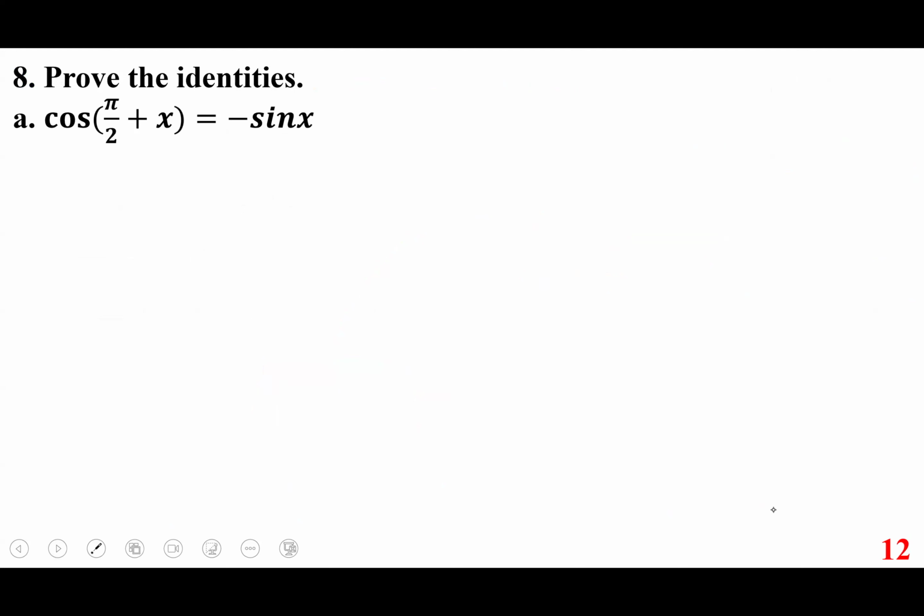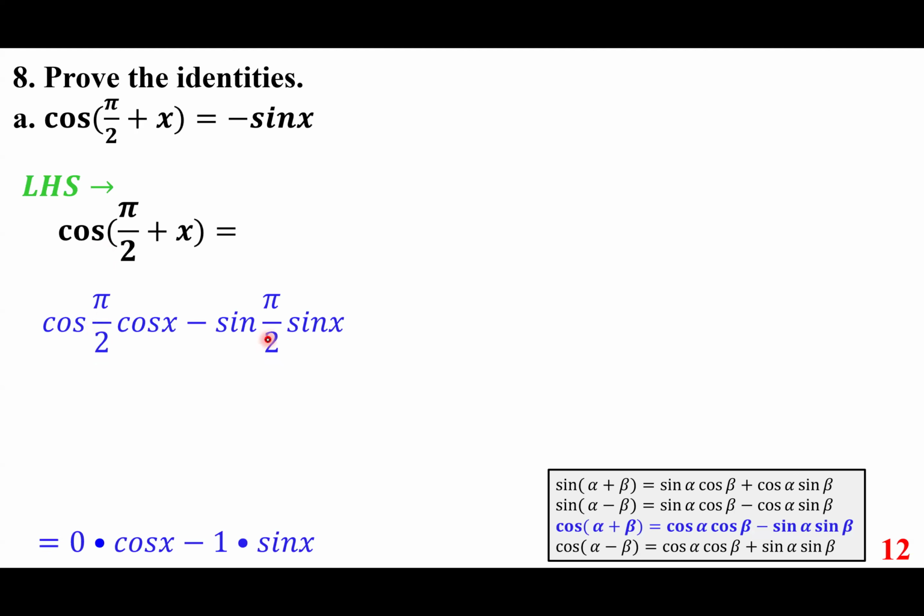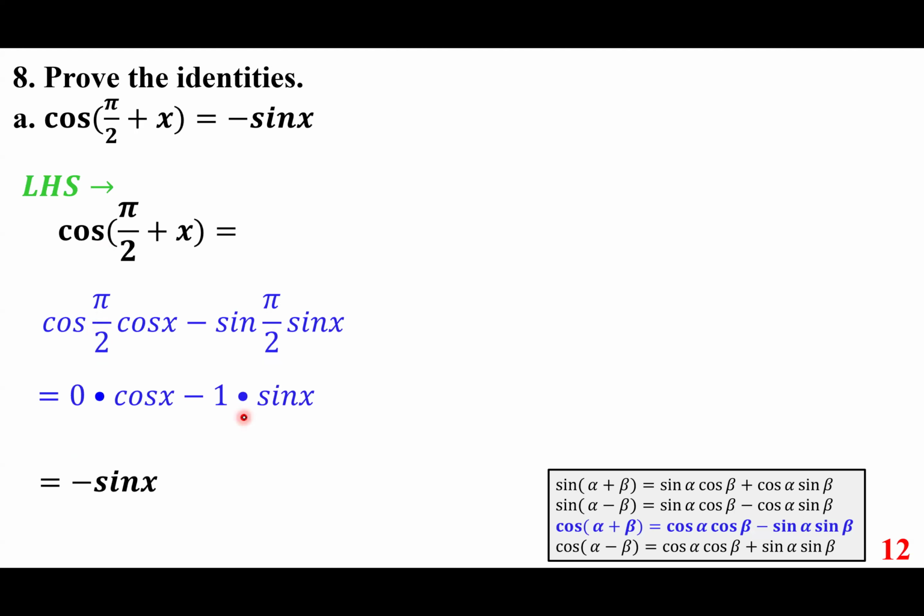Let's prove the identities. Cosine of pi over 2 plus x equals minus sine x. Let's start with one side. Normally, the more complicated side, in this case side 1. And we need cosine of alpha plus beta. So cosine of alpha plus beta is cosine alpha cosine beta minus sine alpha sine beta. So cosine of pi over 2 cosine x minus sine of pi over 2 sine x. Cosine of pi over 2 is 0, sine of pi over 2 is 1. And of course, this goes to 0. This is negative sine x, and that's the end of the proof.